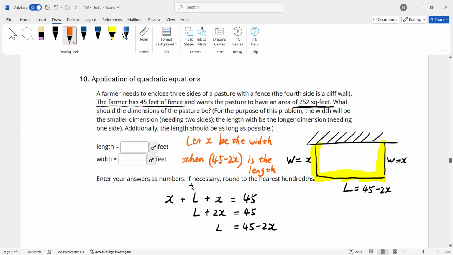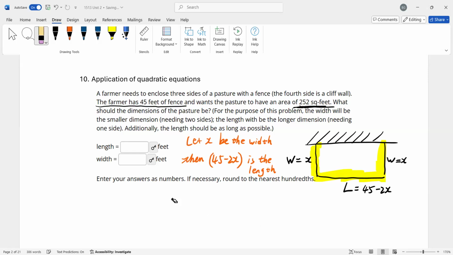Okay, very good. So now we have both length and width written in terms of x. We need to set up an equation in order to solve for x, right? In order to know the length and the width, we need to know the value of x. In order to know the value of x, we need an equation. And we do have one more piece of information in the question we have not used yet.